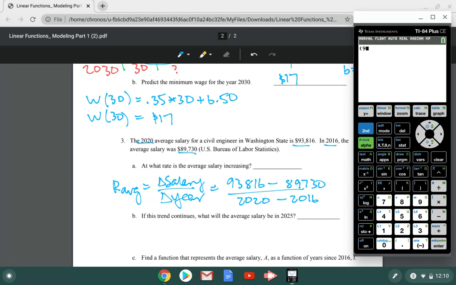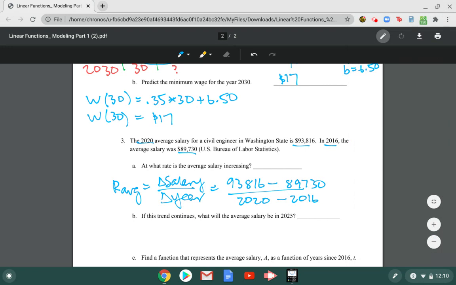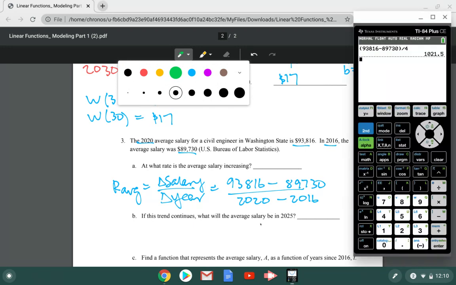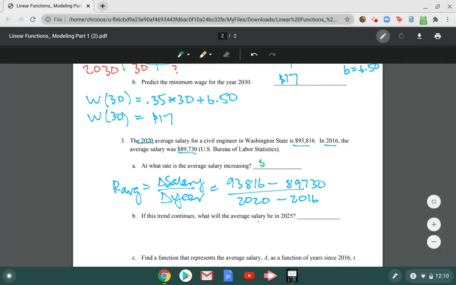So I've got 93,816 minus 89,730 divided by, I know that's 4 years. 1,021.50. That'd be an increase per year. Okay, so again, it was 1,021.50. So increasing at a rate of 1,021.50 per year.